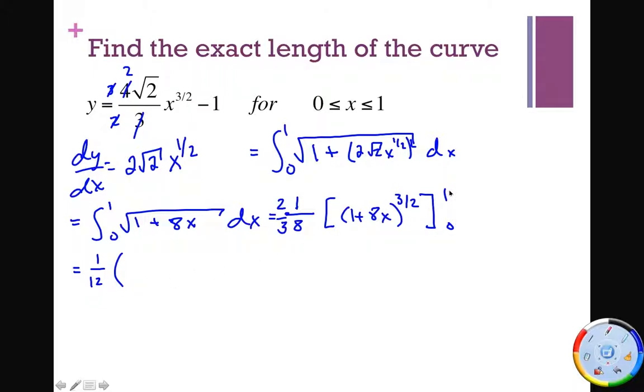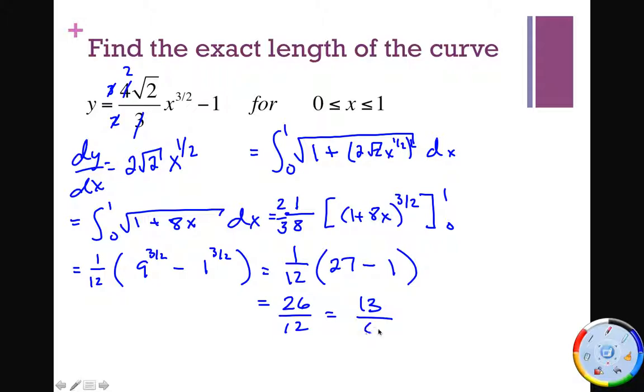And then I need to evaluate when x is 1 and x is 0. So if I plug in a 1, I get 9 to the 3 halves minus, let's see, plug in a 0, I get 1 to the 3 halves. And do a little bit of simplifying here. I get 1 over 12 times, all right, square root of 9 is 3, to the third power is 27, minus 1, 1 to any power is 1. 27 minus 1 is 26, over 12, 13 over 6 units. So it's a little bit more than 2 units long for this particular problem. That's kind of cool. It may not be cool to you, but it is cool to me.